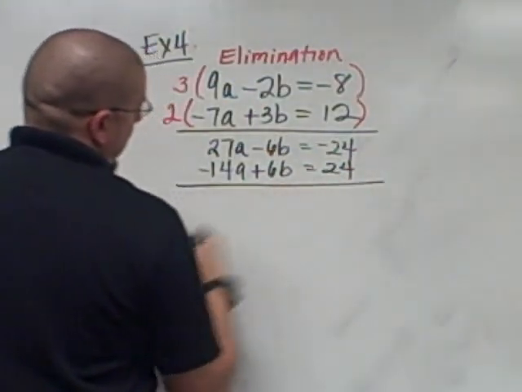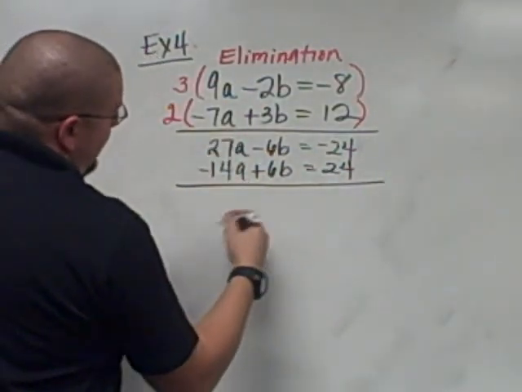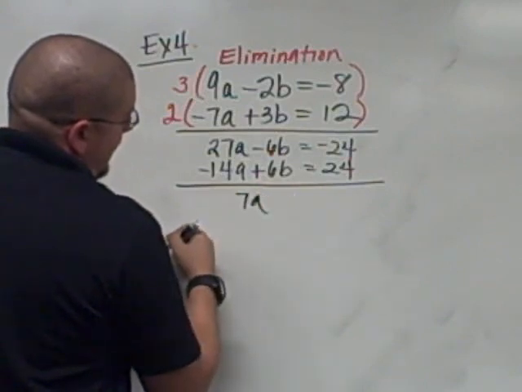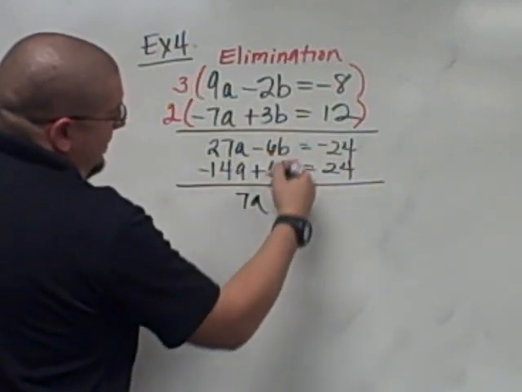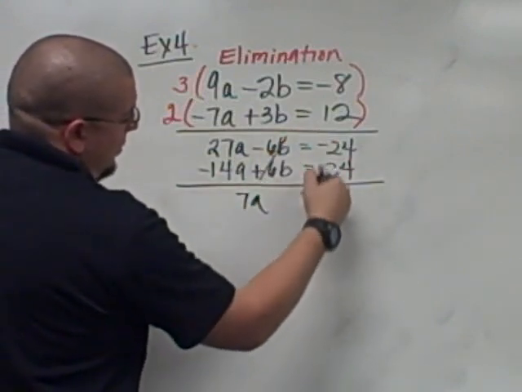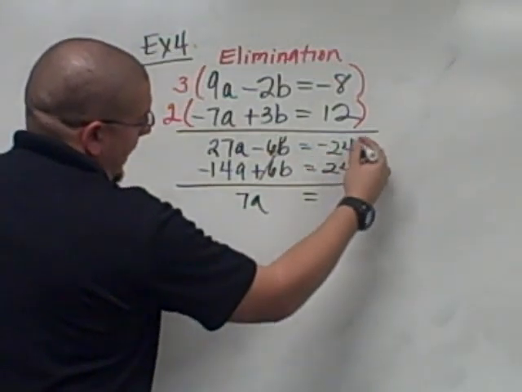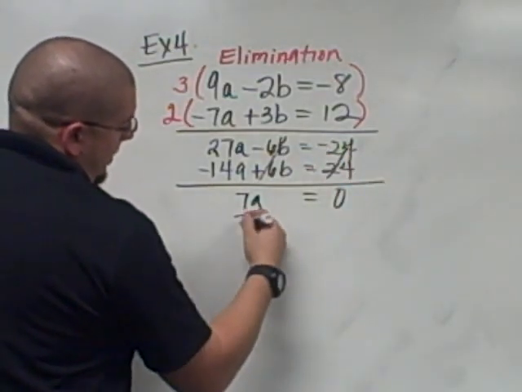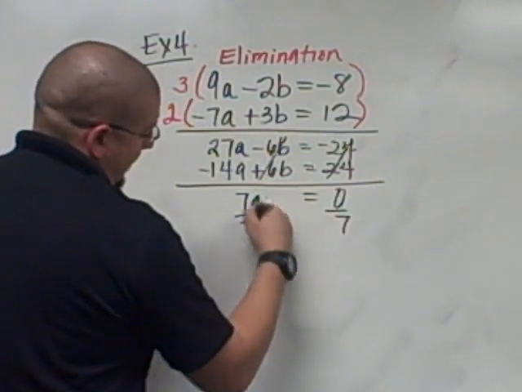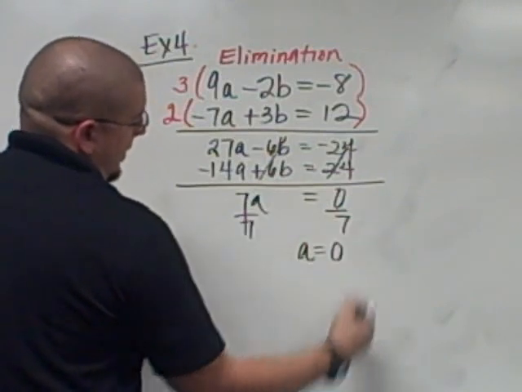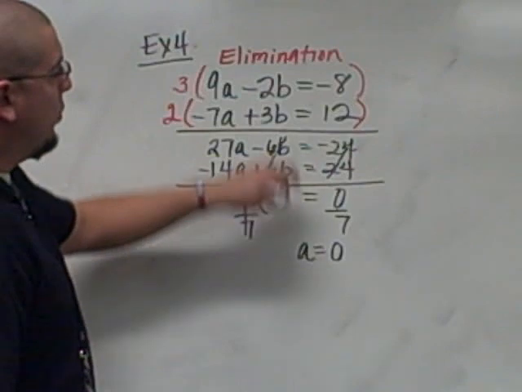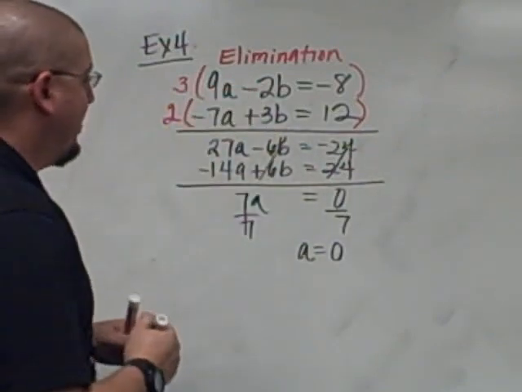Okay, when I work this out, 27 minus 14 is 7a. Negative 6 plus 6 cancels, equals negative 24 plus 24, which also cancels, leaving me with 0. Divide both sides by 7. A equals 0. Now I go back to one of my original equations and plug it in.